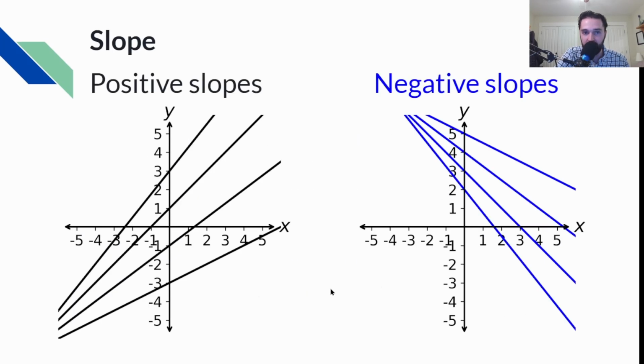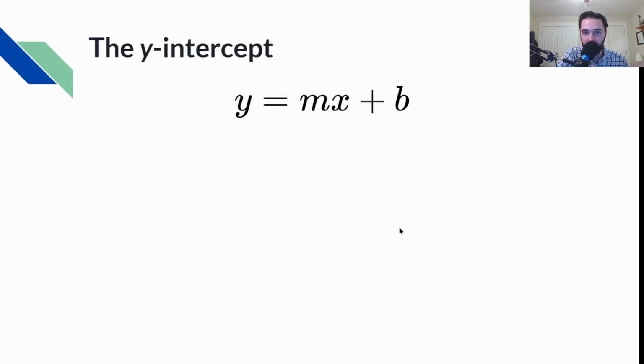Here are some examples of lines with positive slopes. We move from left to right, and we can see that the y values are increasing. But with negative slopes, with these blue lines, we move from left to right, and we can see that the y values are decreasing.